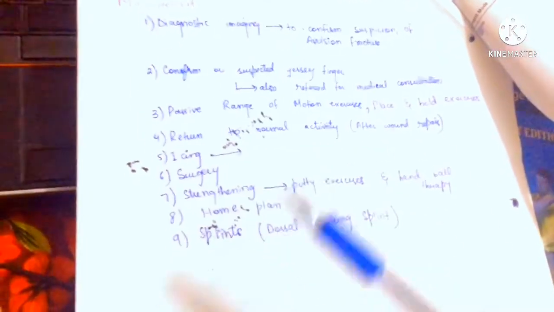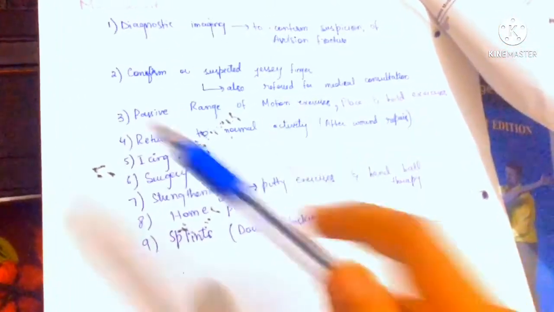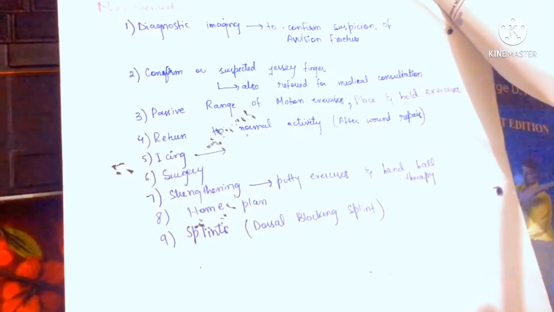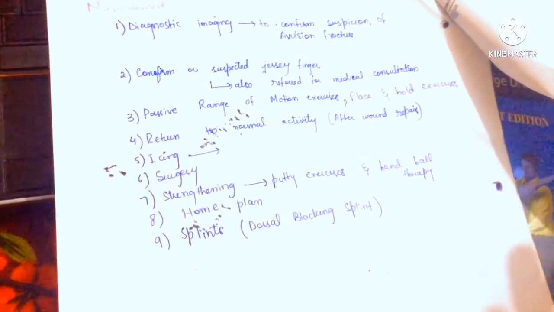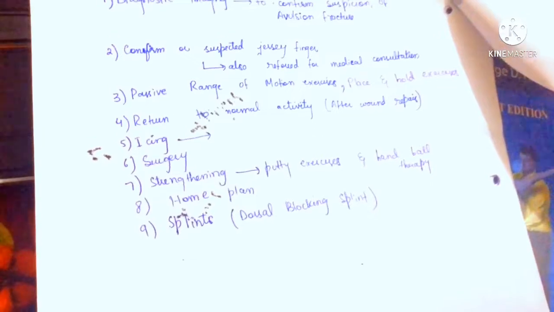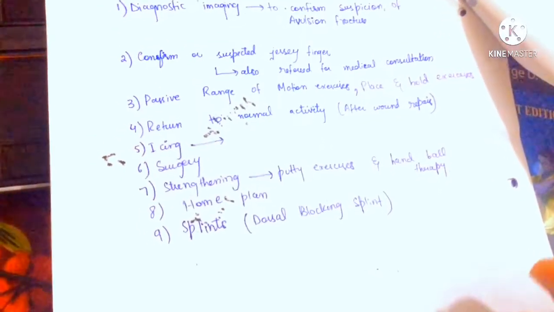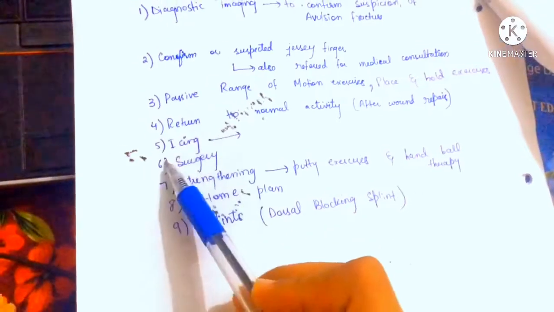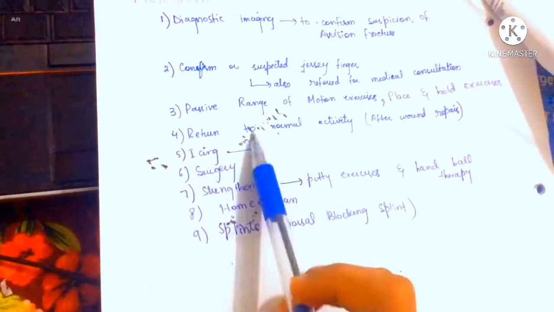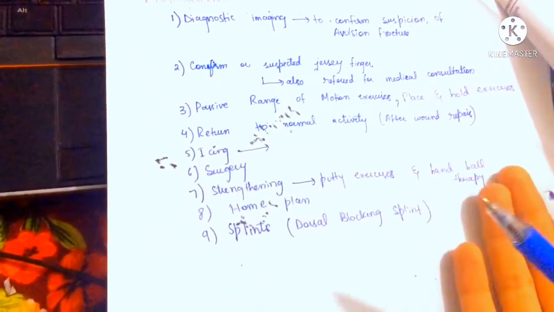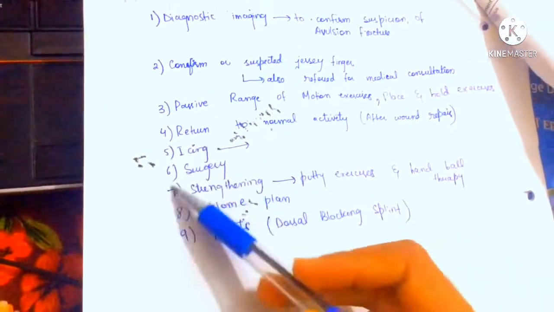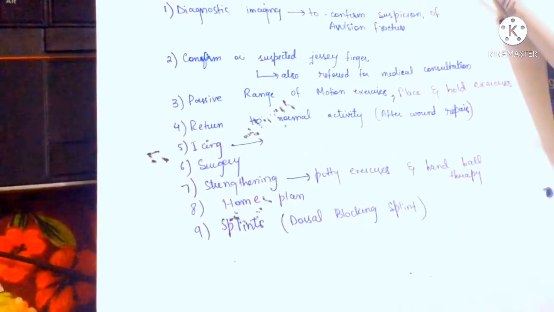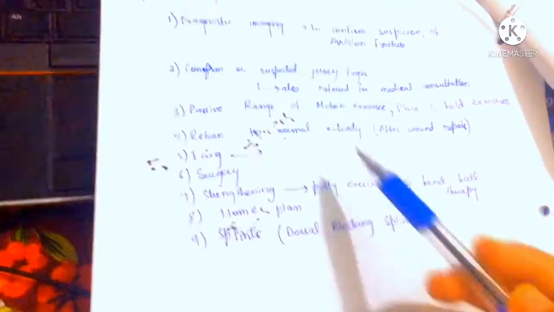Now the main management protocol is diagnostic imaging for any avulsion fractures, to confirm the suspected jersey finger, and if it needs medical intervention, you can refer the patient for a medical consultation. In the very acute stage, you also perform icing. Then you follow the protocol. If the patient needs surgery, refer the patient to the medical specialist or the surgeon.